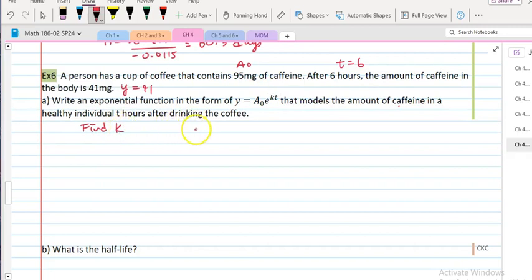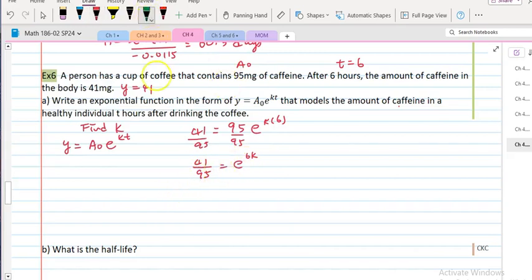So what we do is we have y equal to a0 e to the kt. Y is 41, a0 is 95, e to the k, what is the time? 6 hours. So just like before, we divide by 95. It's 41 over 95 equal to e to the 6k. Right? So usually we solve for t, now we solve for k. So we can do ln right away, ln on both sides.